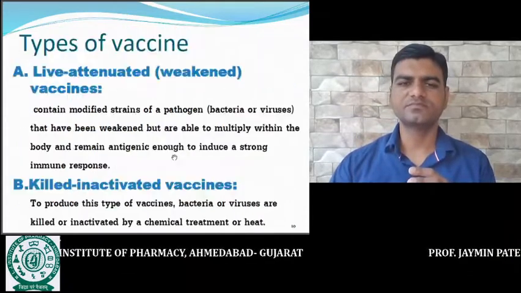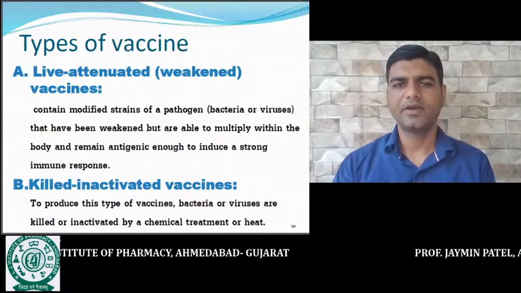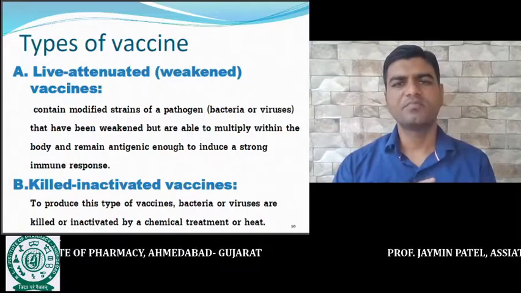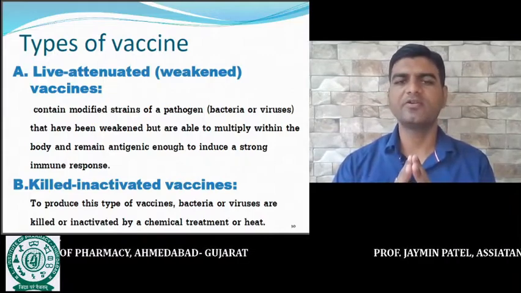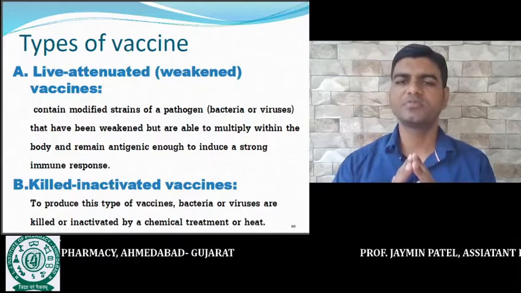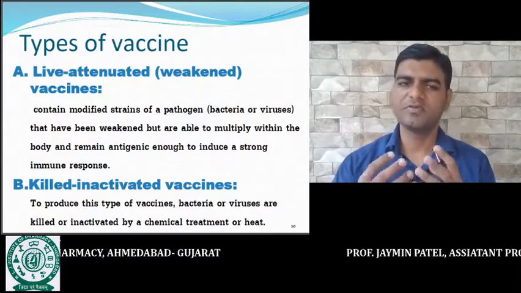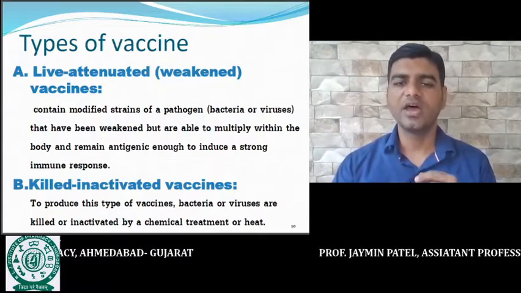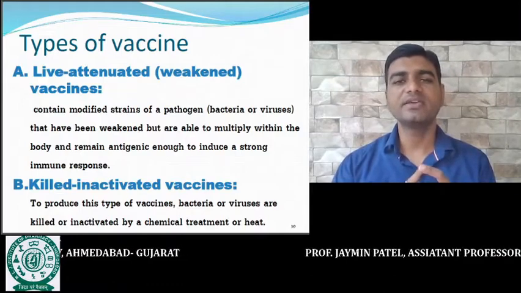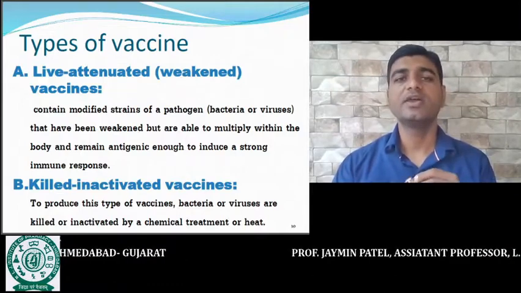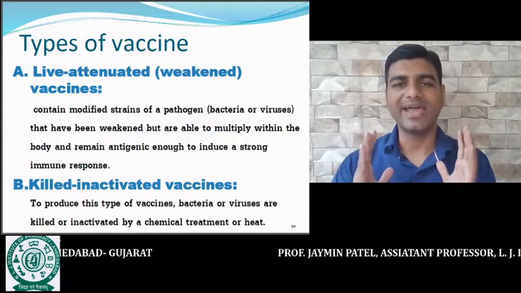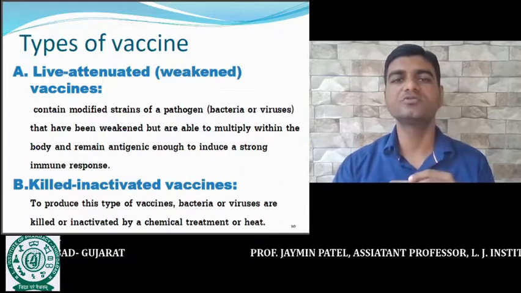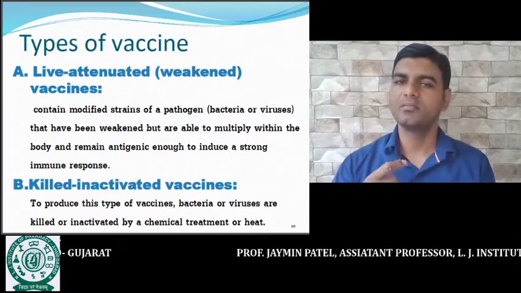If we talk about the types of vaccines, there are mainly four types. The first one is the live attenuated vaccine. Live attenuated vaccines contain a modified strain of the pathogen, it may be bacteria or virus, weakened by special treatment. They are able to multiply within the body but are not capable of producing the disease. They just provide the antigenicity, and due to this antigenicity our immune system is activated and produces the antibody against this microorganism.